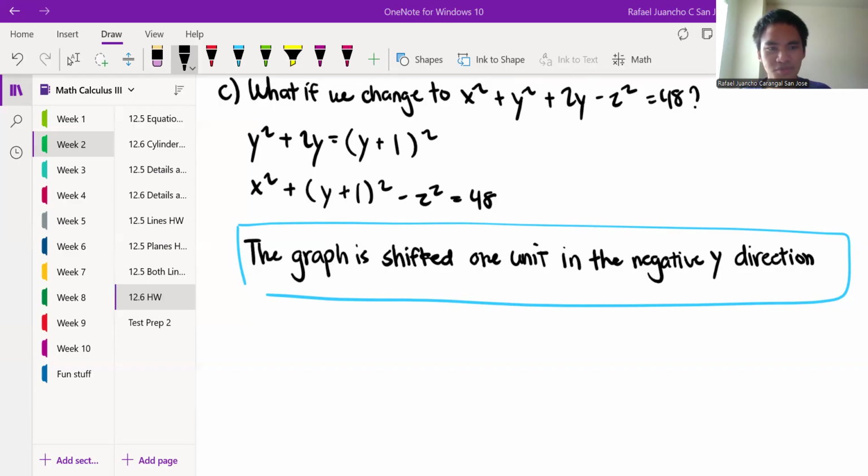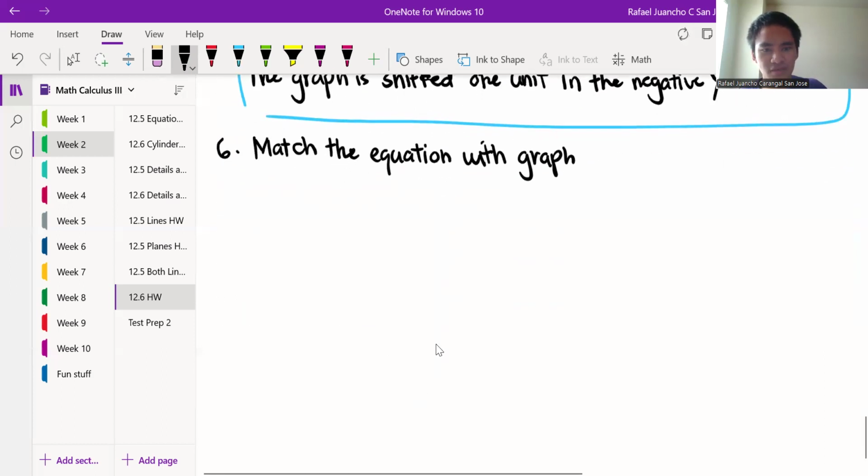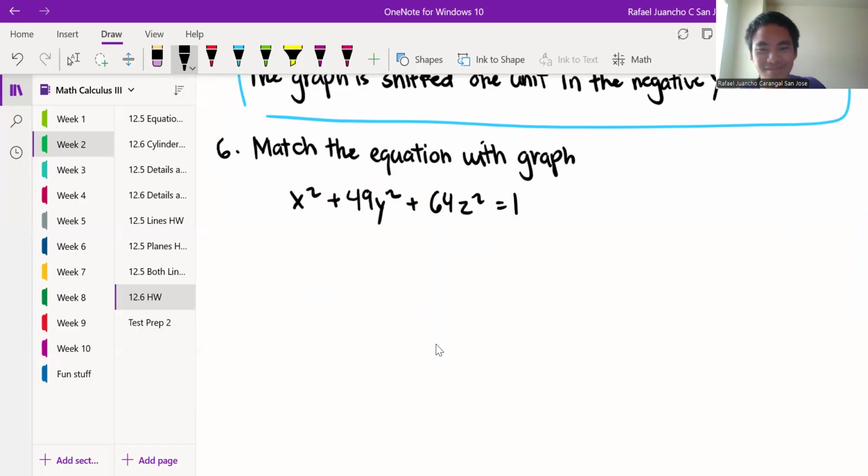Okay, now some matching here. So let's quickly do that. Match the equation. So I guess a way we can do this is identify what are the traces and then match it from there with some graph here. So this is interesting. Here we're given what's even cooler is if we could draw it on our own. But I can't do that. Yeah, if you watch my previous video on trying to draw quadric surfaces, that's just me going in circles. Okay, so we have to match the equation with its graph.